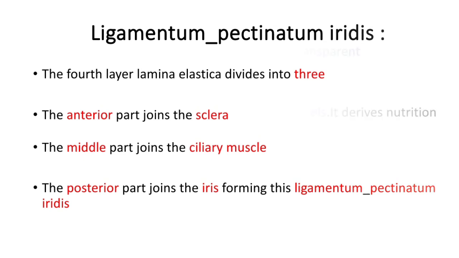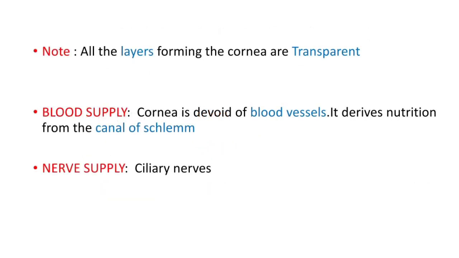You should note one thing: all the layers forming the cornea are transparent. I already mentioned in my first passage that the cornea is transparent and avascular. All five layers are transparent. The cornea's blood supply is not provided by blood vessels. It derives nutrients from the canal of Schlemm.